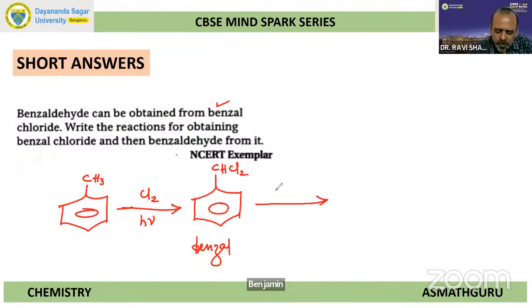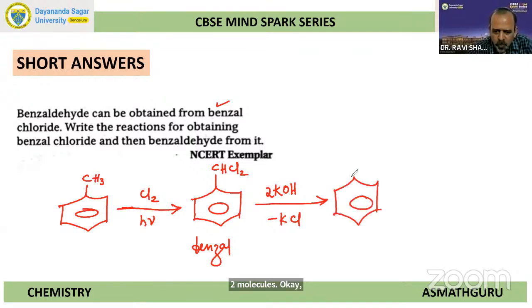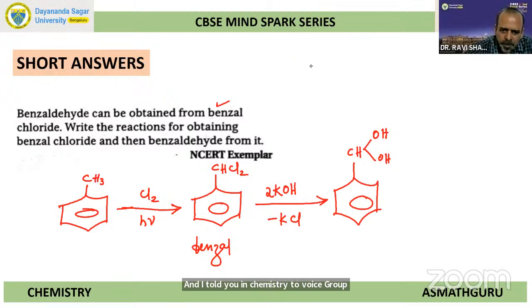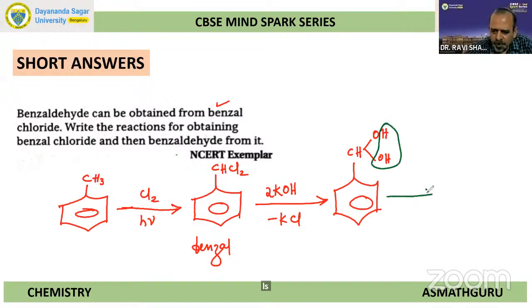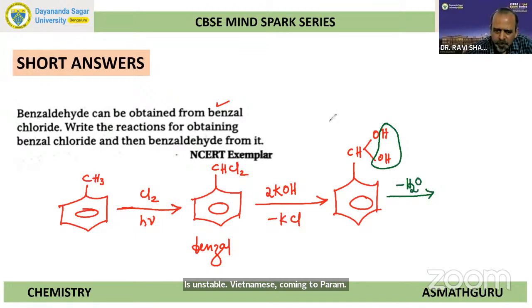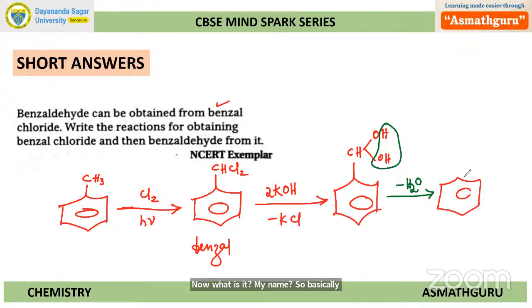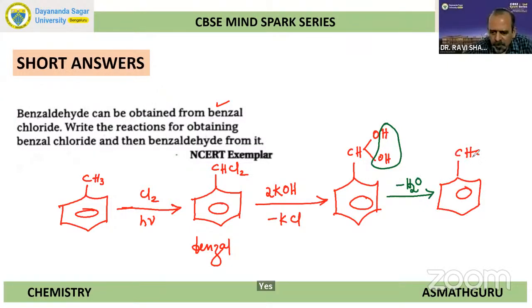And when this reacts with aqueous KOH, two molecules of KOH, you get 2 KCl. And you end up getting 2 OH attached to CH. And I told you in chemistry, 2 OH groups cannot attach to the same carbon atom. It is unstable. The H and OH combine to form water. Now what is remaining? Benzene with CHO. That is benzaldehyde. This is the reaction.